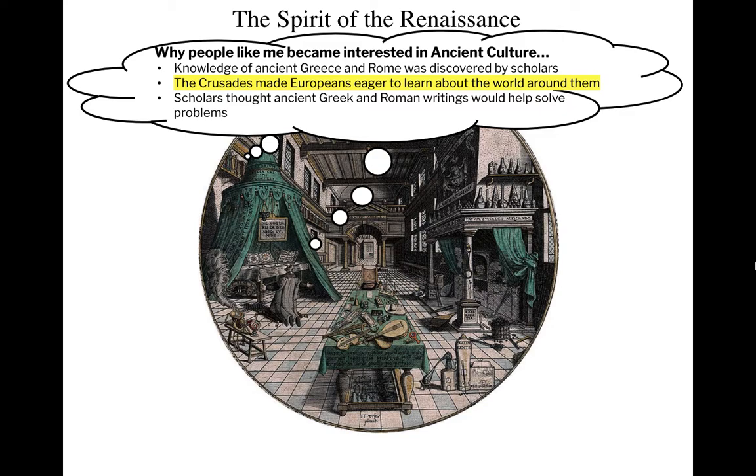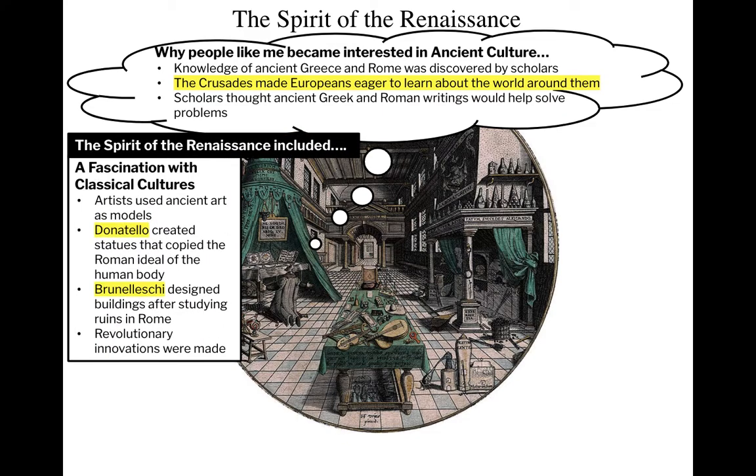Knowledge of ancient Greece and Rome was discovered by scholars, in large part because the Muslims had preserved that. But the Crusades made Europeans eager to learn more about the world around them, because they realized how advanced the Muslims were and that they needed to catch up. Scholars thought that ancient Greek and Roman writings could help solve some of those problems. And so the spirit of the Renaissance included a fascination with classical culture.